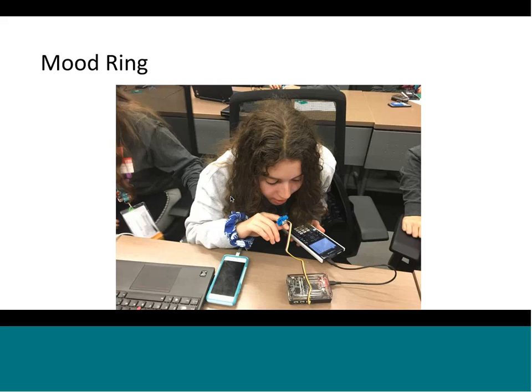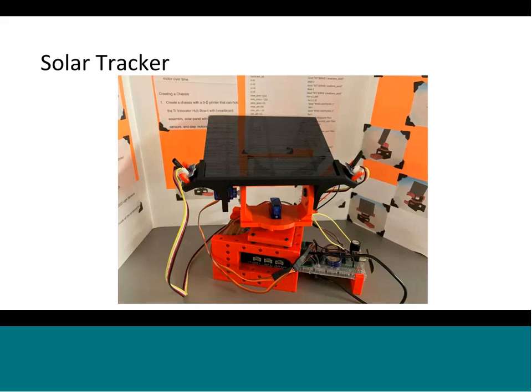There's a mood ring thing that is reading something from their finger and converting it to a color, a solar tracker, and so on. So there's just a lot of really cool other things that open up some possibilities. Robotics is going to be a new thing that we'll be seeing a lot more from this year.